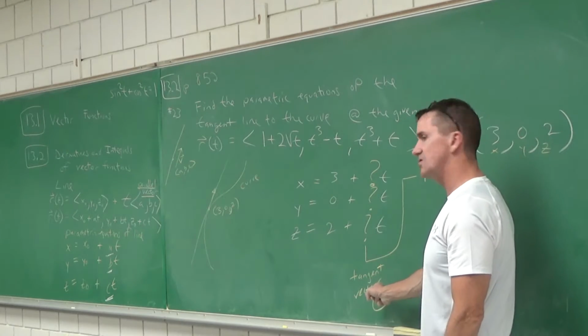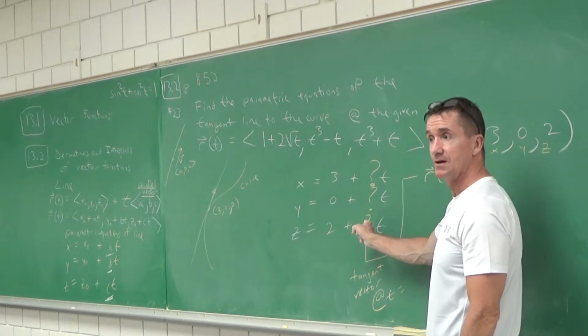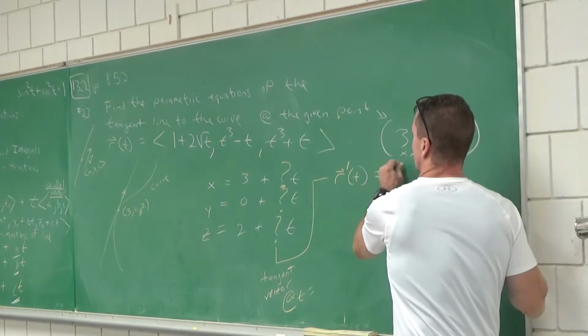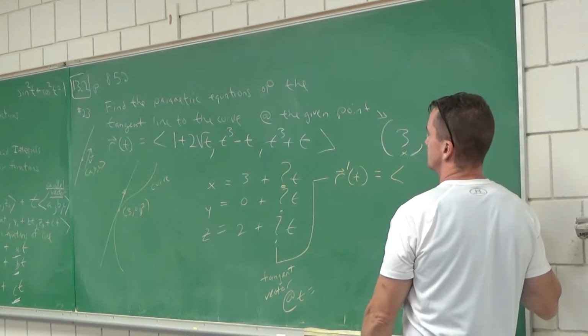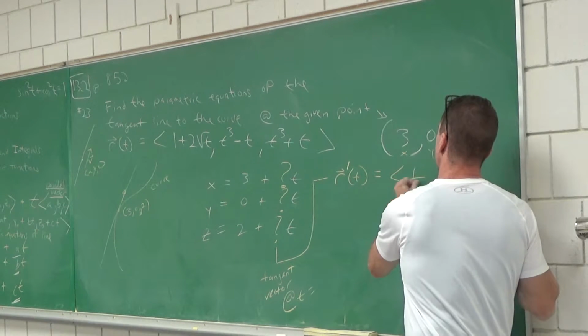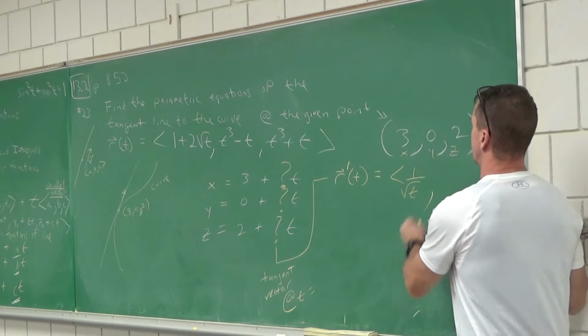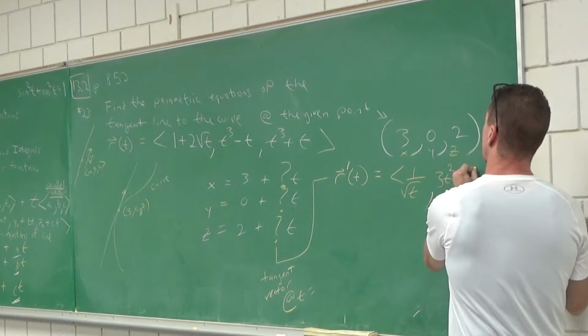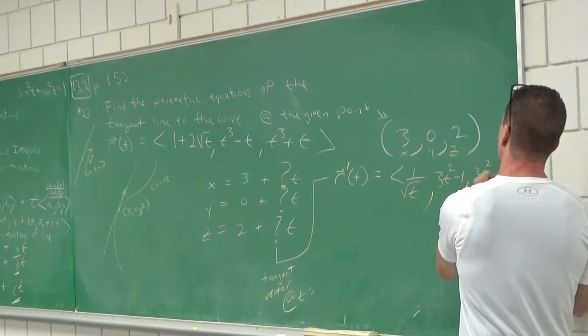Find the tangent vector at t equal to, I don't know yet. Well, can we just find the tangent vector first? Let's do the first one. 2, 1/2 times 2 is 1, 1 over root t. Let's do the second one. 3t squared minus 1. And the last one, 3t squared plus 1.